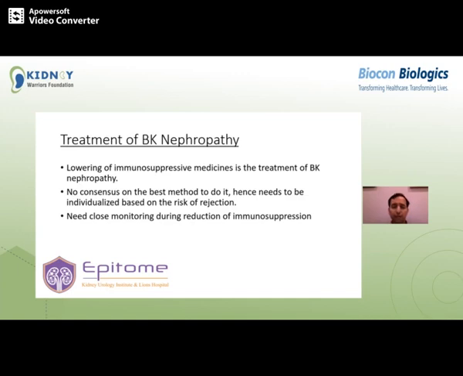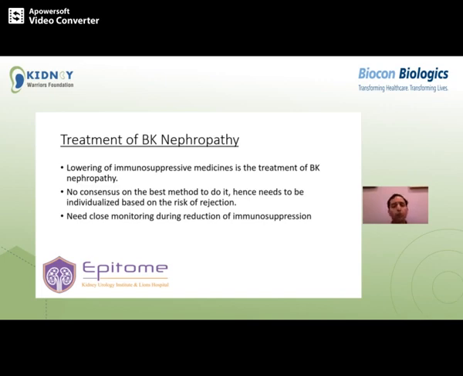So what would be the treatment if we diagnose someone with BK nephropathy? The treatment is we have to cut down on the medicines, the transplant medicines, the immunosuppressive medicines. So whether it is tacrolimus, cyclosporin, mycophenolate, azathioprine, steroids, the overall amount we would have to cut. Which one to cut, how to cut, there is no consensus on the best method, and hence the exact specifics of which medicine and how much to cut would be based on the individual's track history, as well as transplant history, as well as what we think is the risk of rejection when we cut down the immunosuppression.